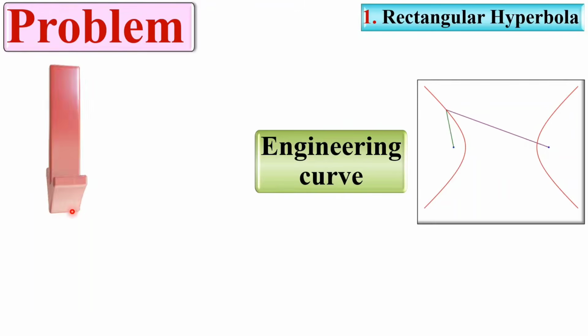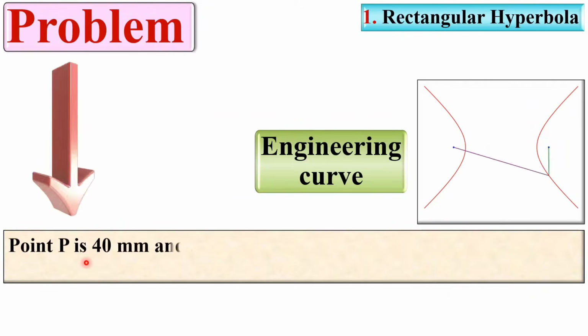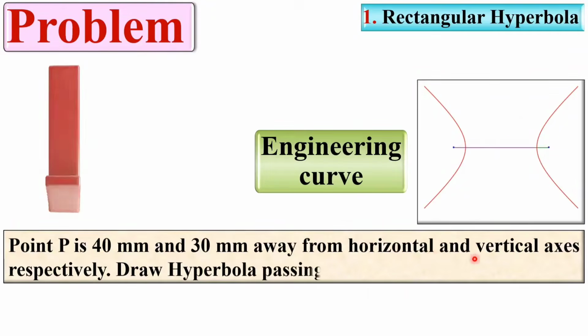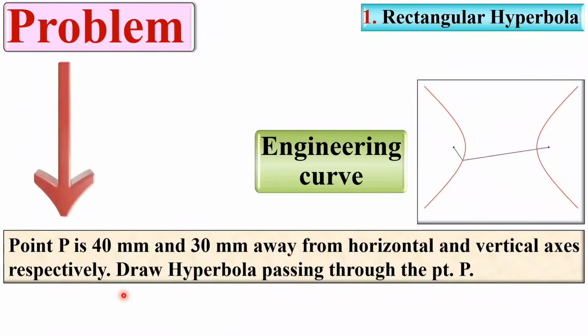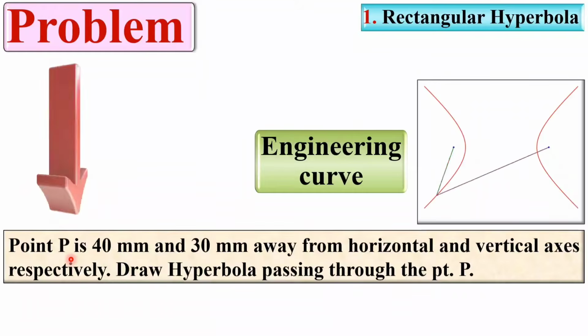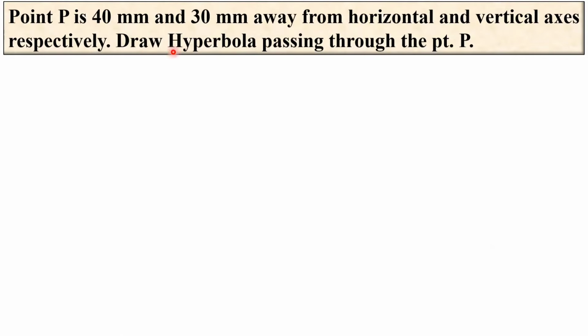Here you can see this is the shape of a hyperbola. Now let's see the description of the problem. Point P is 40 mm and 30 mm away from the horizontal and vertical axis respectively. Draw a hyperbola passing through the point P. Here you can see this is the description. First of all you have to locate the point P, which is 40 mm and 30 mm away from the horizontal and vertical axis respectively.